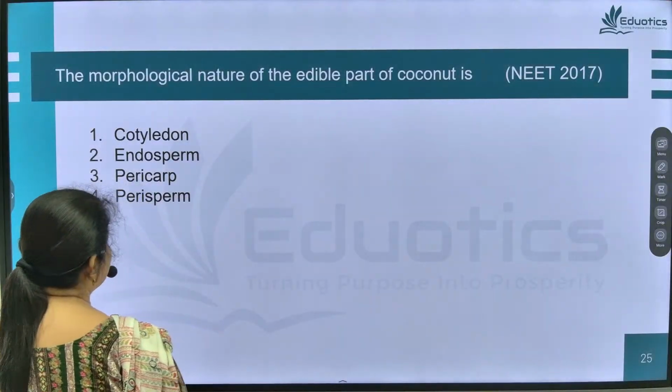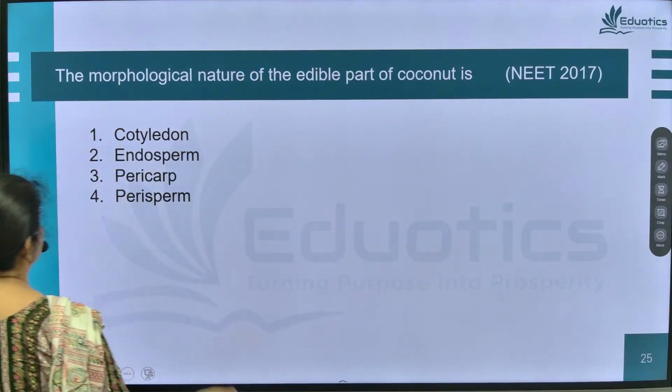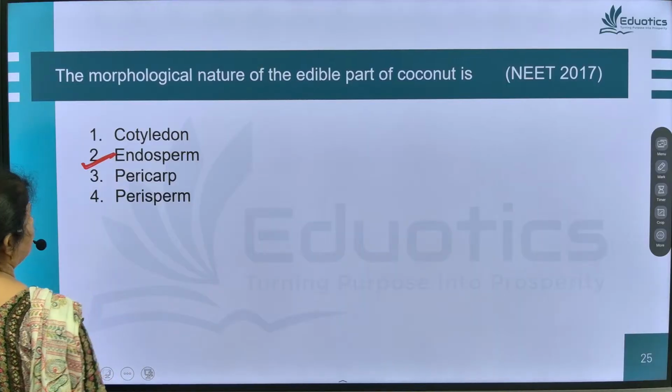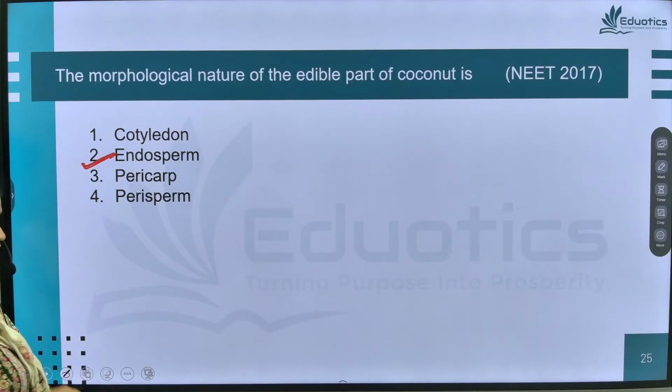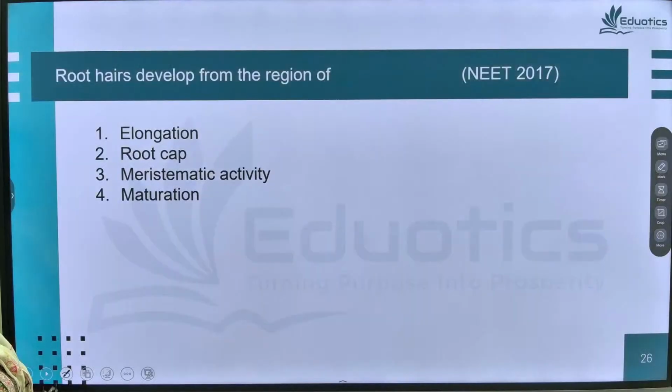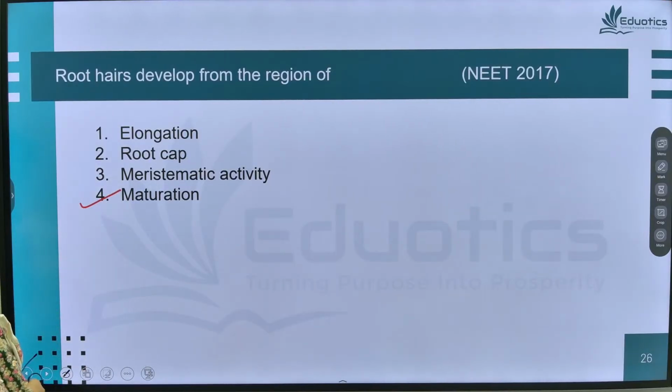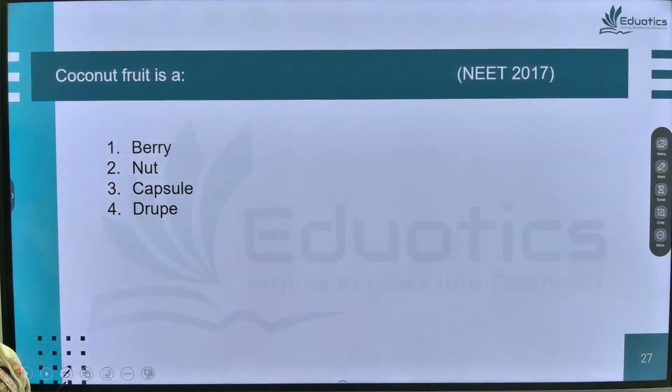The morphological nature of edible part of coconut, endosperm, free nuclear division takes place. The liquid which we drink from that is endosperm, cellular endosperm. Root hairs develop from the region of maturation. It is given in the diagram of the NCERT.